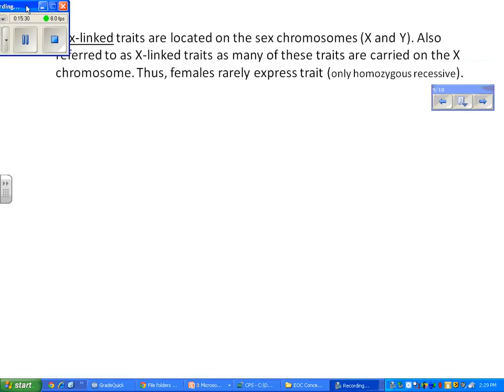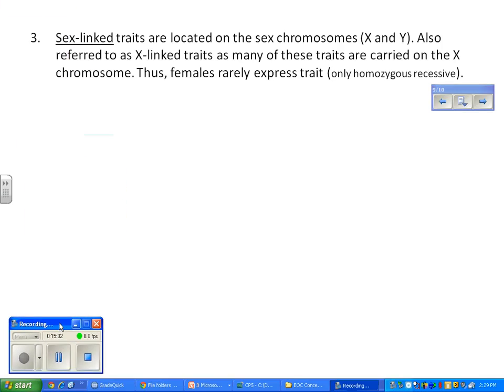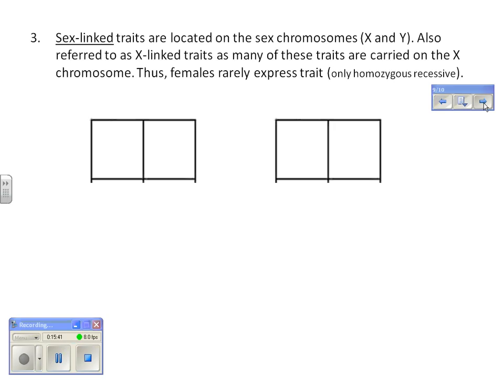All right, sex-linked traits are termed that and also commonly called X-linked traits because they do carry most traits on that X chromosome. And so basically females can rarely express that trait unless they are homozygous recessive. Think about it. They get one X from mom, one X from dad.